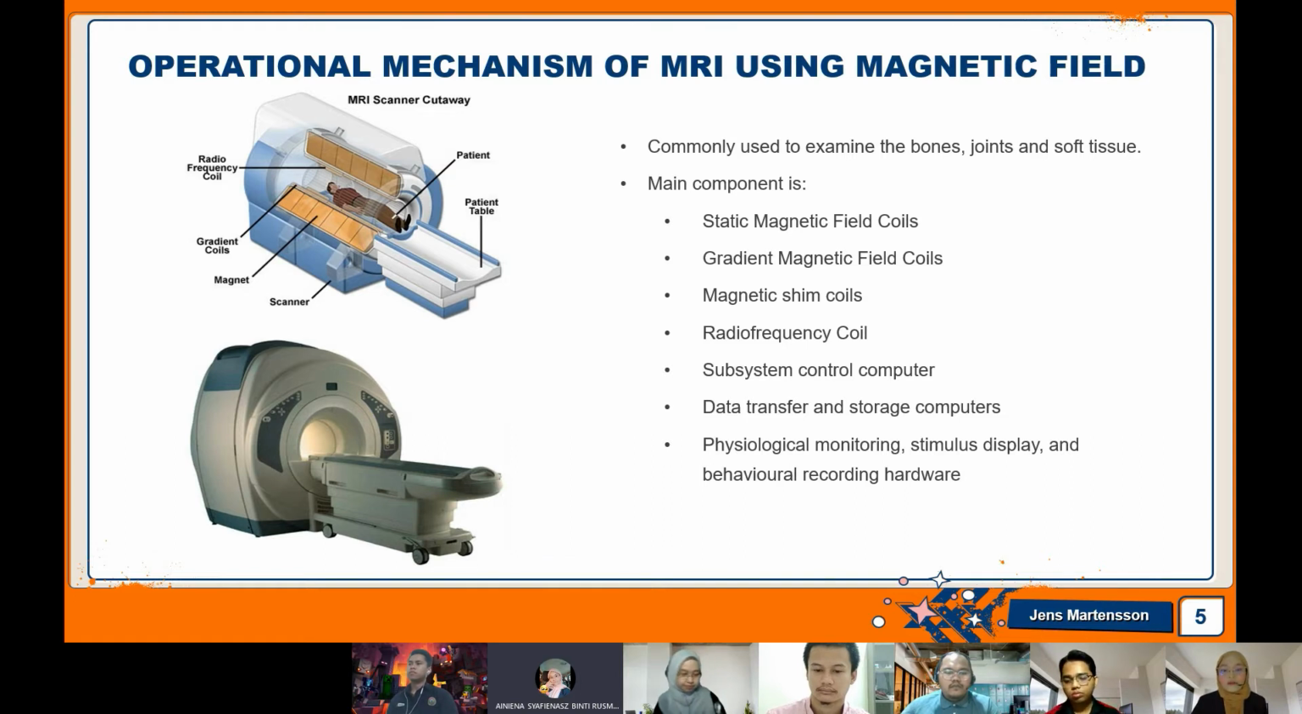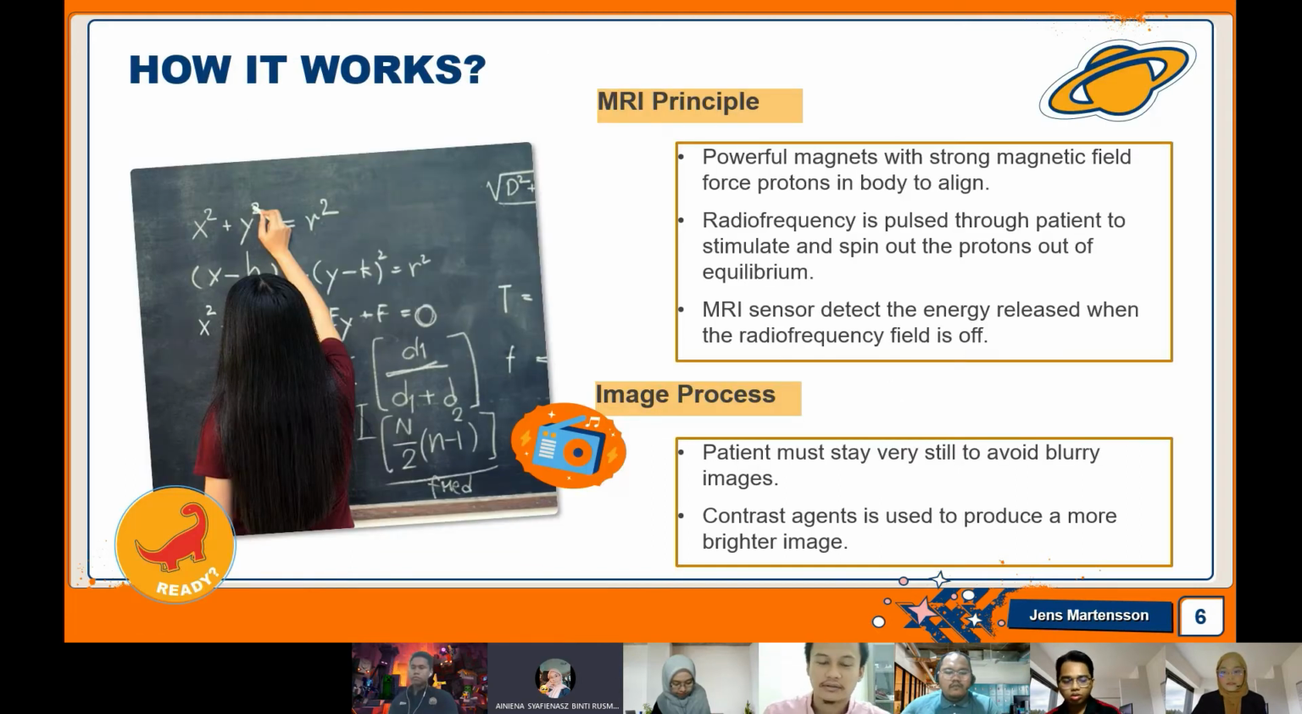The more detailed explanation about the operational mechanism of MRI using a magnetic field will be continued by Muhammad Haziq. Thank you, Ainiena. Okay, I will continue with how the MRI works.